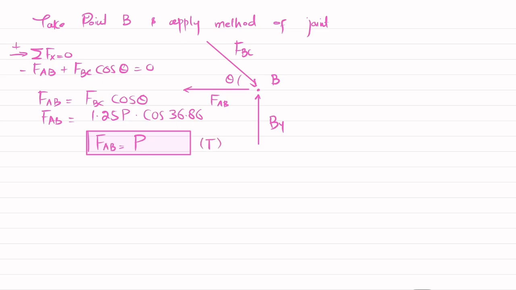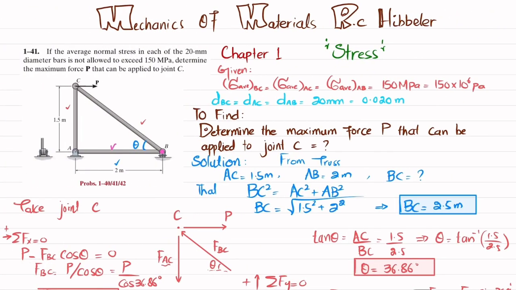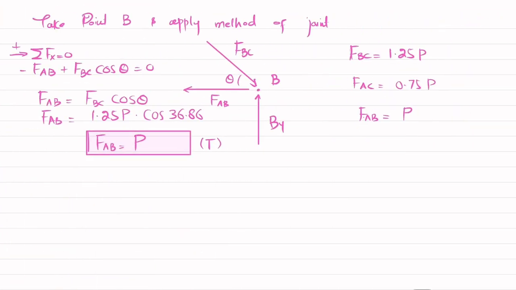Now you have FBC, which was 1.25 times P. You have FAC, which is 0.75 times P, and FAB is equal to P. So we have to find the maximum P at joint C. So for maximum loading, average normal stress.